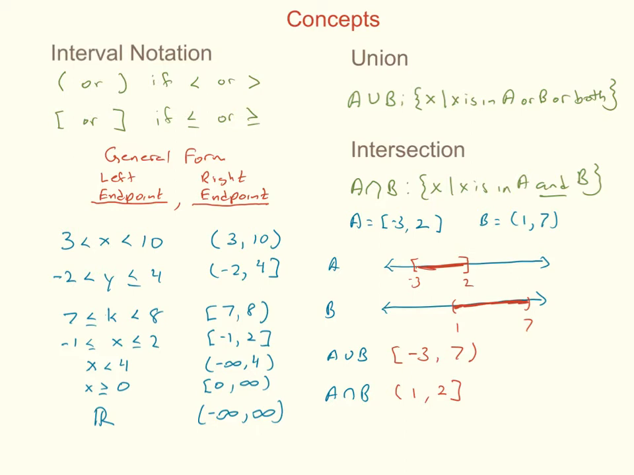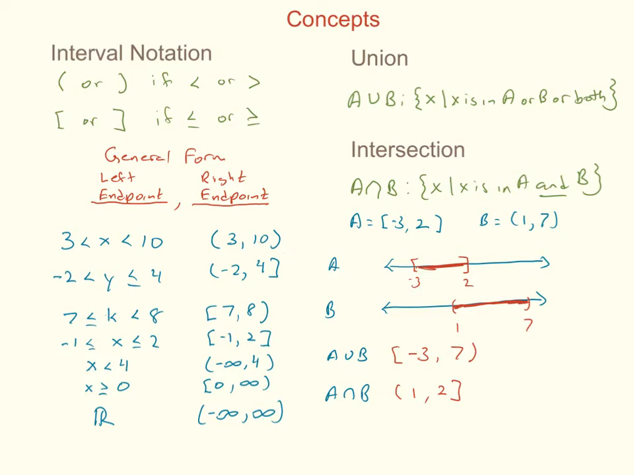So the general form when we work with interval notation is the left endpoint of our interval and the right endpoint of our interval. So if I look at the values of x where 3 is less than x less than 10, because I have less than symbols here, I know I'm not going to be including the endpoints, so I would get parenthesis, 3, left endpoint, right endpoint, and then the parenthesis again.